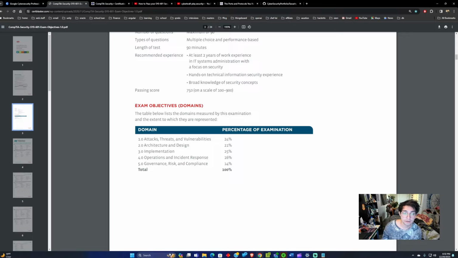The most important thing is look at the different domains that they have listed for the exam. And this gives you different targets for you to study. So there's attacks, threats, and vulnerabilities; architecture and design; implementation; operations and incident response; and governance, risk, and compliance. So I'm going to show you how I use these different domains to identify which areas I needed to study in.